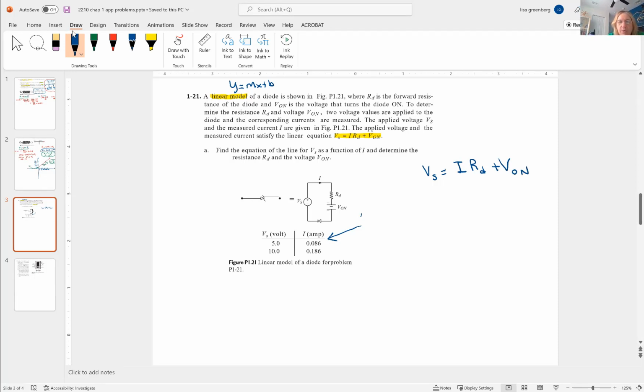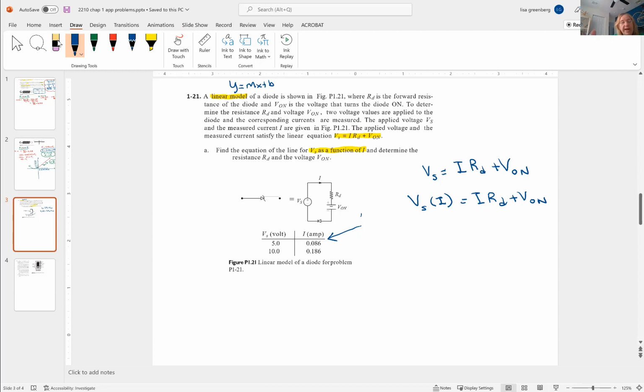And what is our variable? Because they look like all variables, right? But it tells us, that's what I'm trying to show you. It tells us what our variable is. The equation for the line V sub S as a function of I means V sub S of I, where I is our independent variable, which means that everything else, R sub D and V on, are constants that we have to find.